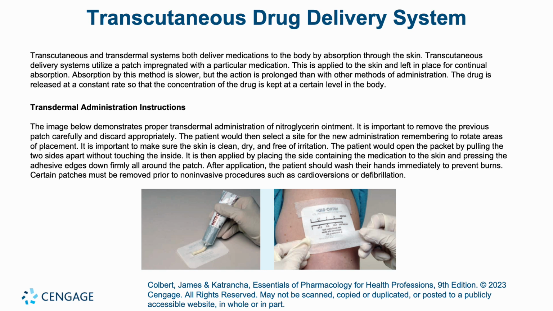The patient would then select a site for the new administration, remembering to rotate areas. And when we say this, the patient does have a say in where they would like it, but depending on the type of patch, there are areas that are going to absorb better. So it's not just a free-for-all, like you can put it anywhere on your body. For instance, with nitro, we do typically put it on the upper chest or upper back, and so we can give patients a few options, but it's not going to be on their leg, for example.